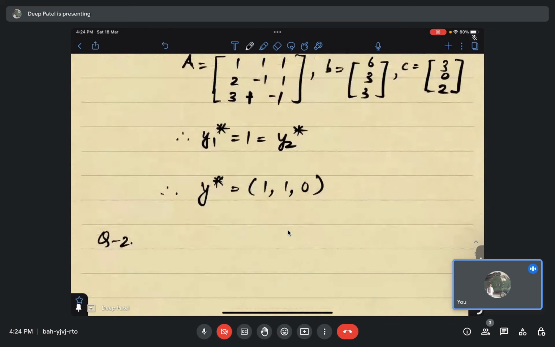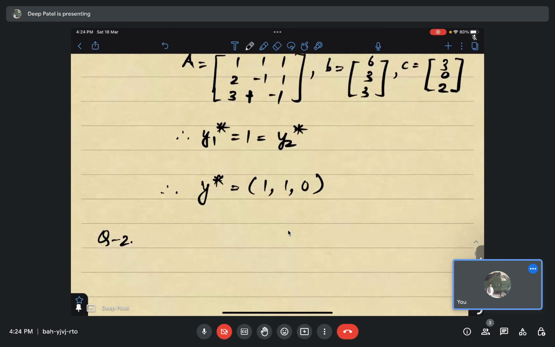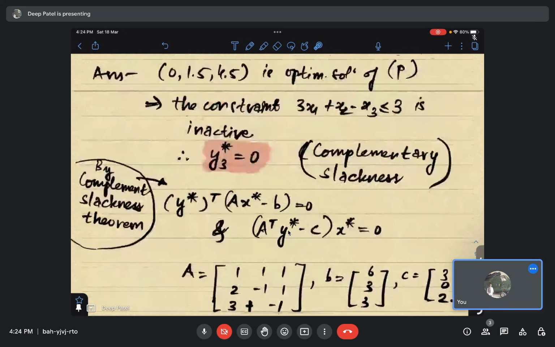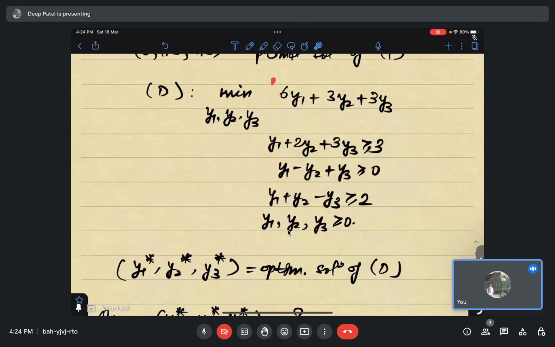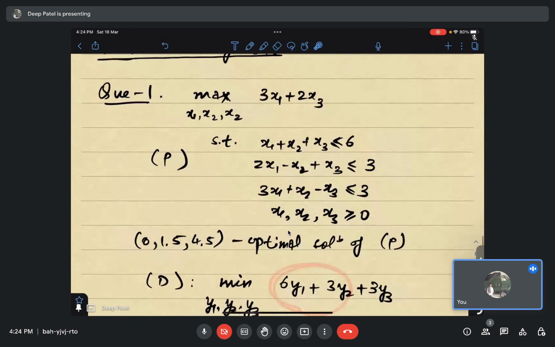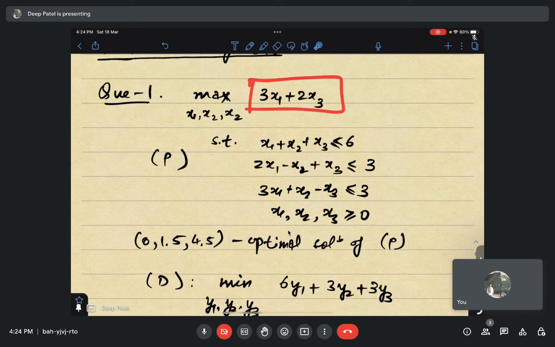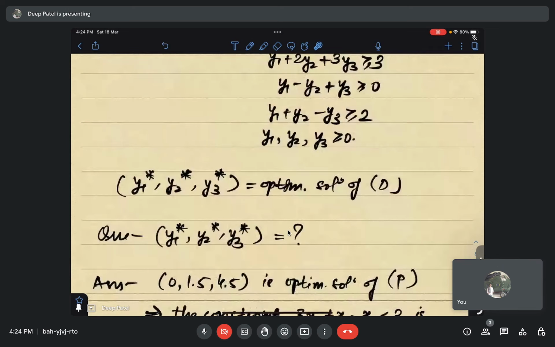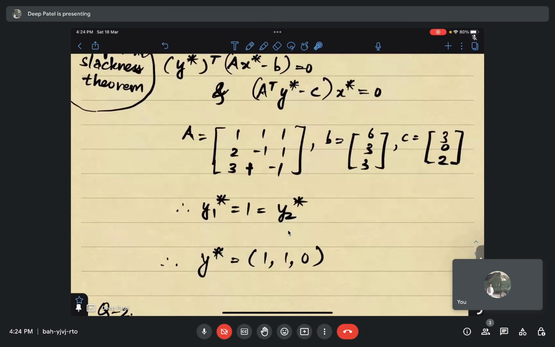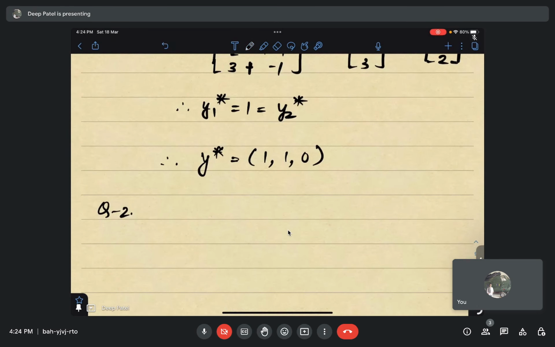I mean, we can always do a sanity check. So this y star is 1, 1, 0. When we plug it in, we are getting the optimal value to be 9: 6 plus 3. In the primal case, we have 1.0, 1.5 and 4.5. If I plug it in, I am getting 0 plus 2 times 4.5, which is 9. So, just a sanity check. We don't seem to have made any mistakes in solving this.